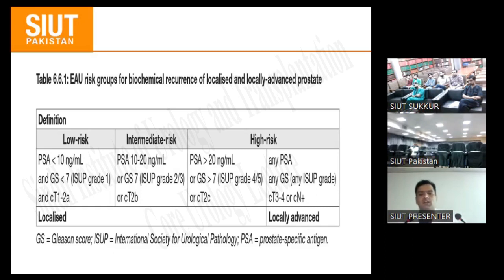PSA more than 20 or Gleason sum more than 7, ISUP grade 4 or 5, or cT2c is intermediate risk. High risk: any PSA, any Gleason sum, any ISUP grade, or cT3 or 4, or N positive, locally advanced.